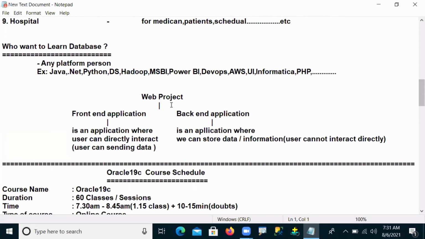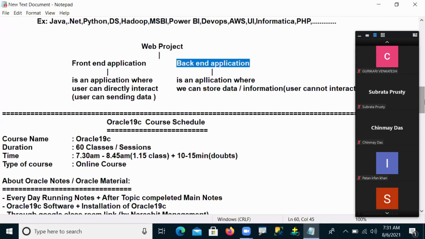And we said in the last session, when you develop web projects, how important the role of the front-end application is in web projects, the back-end applications also play the same kind of role. Now we can go for the next.